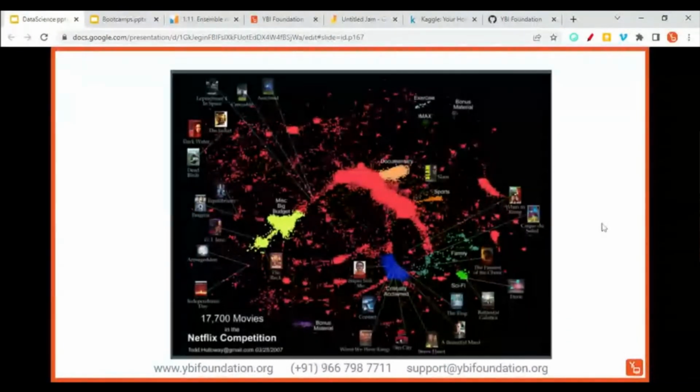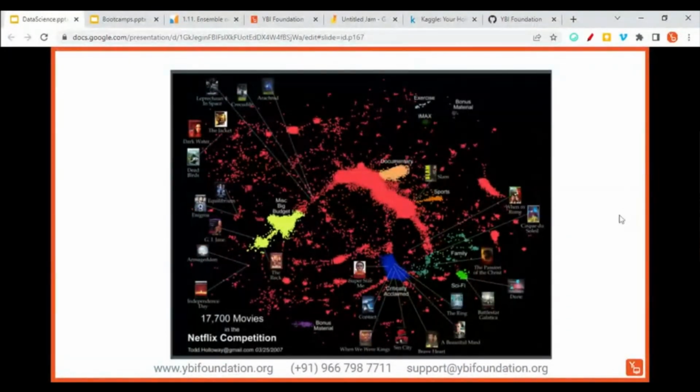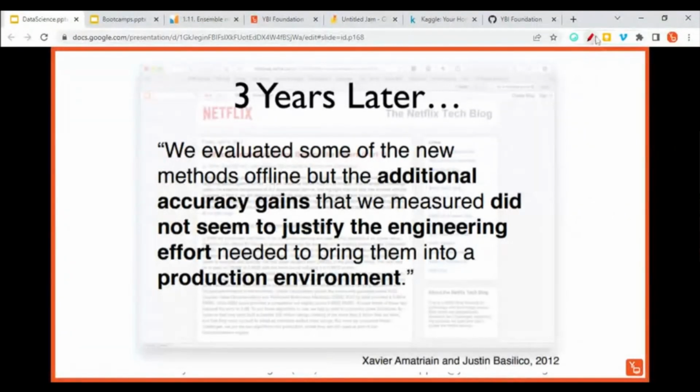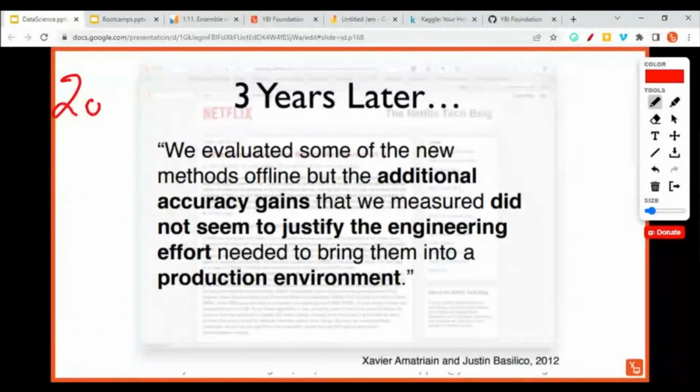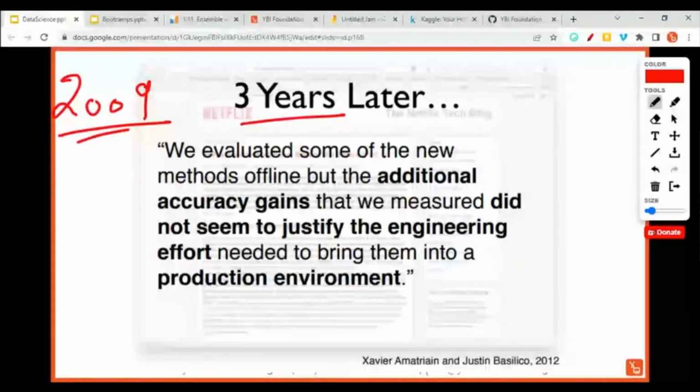There are many movies, for example, for Dhruv, we should be able to recommend the right movie at the right time, so that Dhruv will be very much engaged on my platform only. So 3 years later, after 2009, they had to abandon, they had to discard. I will use abandon. Meaning, they had to let go.